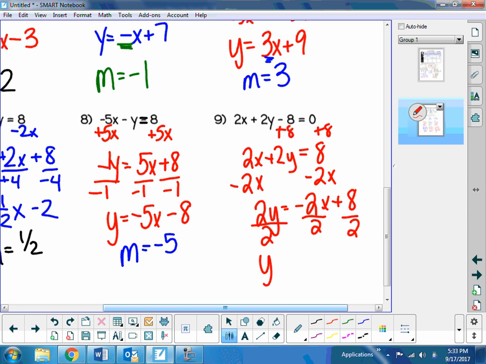So I have y equals negative 2 divided by 2 is a negative x. You could write negative 1x or you could write negative x. Both are correct. And then 8 divided by 2 is 4, so I have plus 4. Okay, y is isolated. So the slope is the coefficient in front of that x, so we have a negative 1.